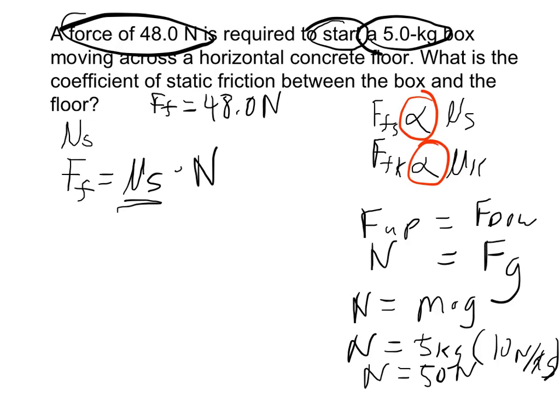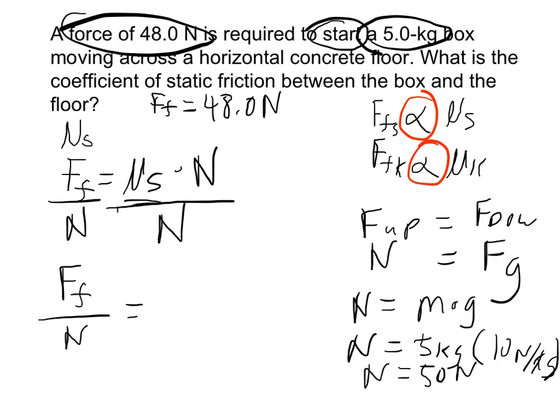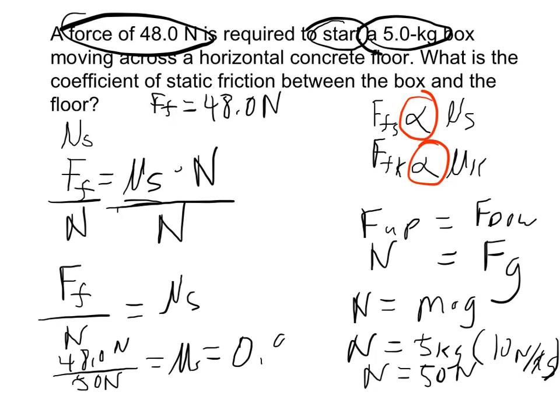Alright, so I'm going to find mu s. Let's go ahead and solve this equation for mu s. Divide by the normal force on both sides. Now I have my force of static friction divided by the normal force is mu s. If I sub in, I get 48 newtons over 50 newtons equals mu s. And if I divide 48 by 50, I get 0.96. Remember, coefficients are unitless numbers, so there we are.